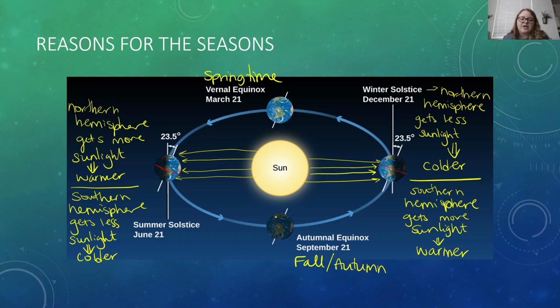So these two, we have kind of an in-between. We get kind of like an equal amount of sunlight anywhere in the hemisphere. That's the idea, because that's the change from the winter to the summer and the summer to the winter. So it's that transition period.